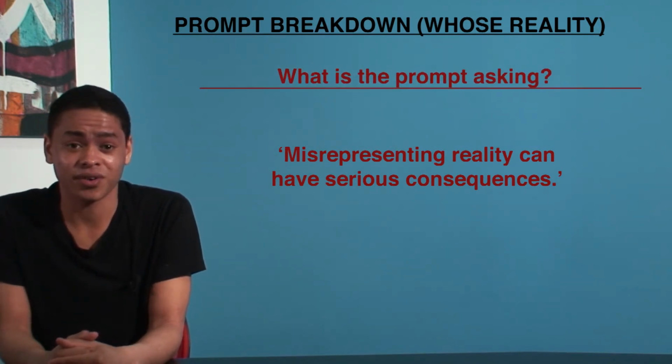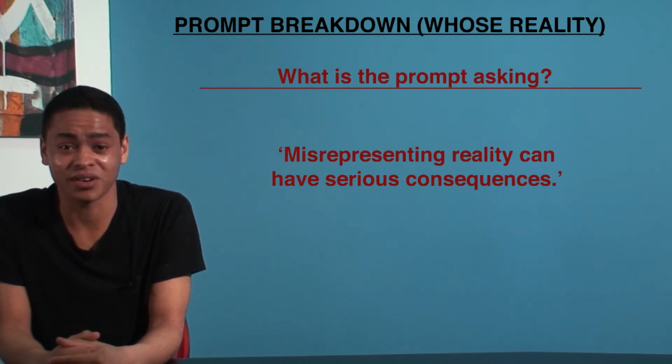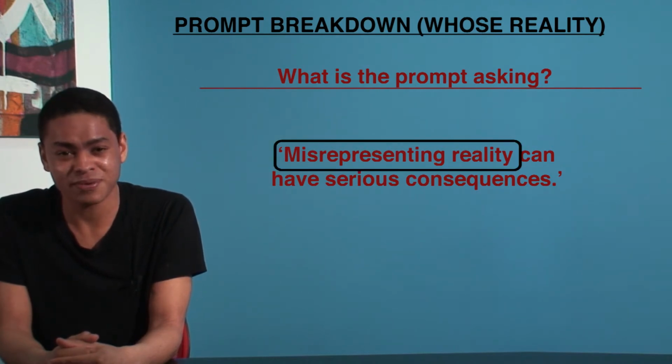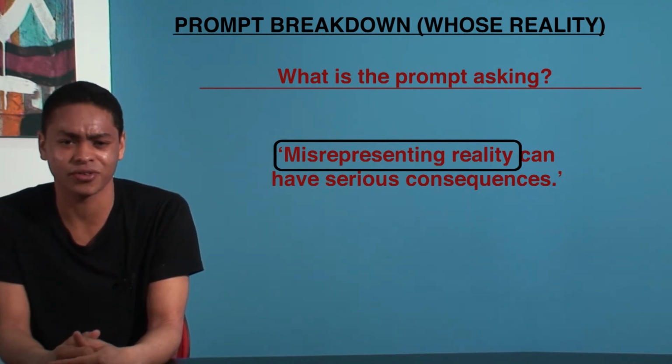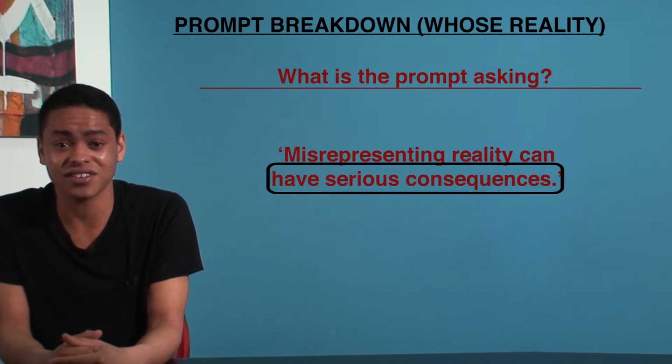The first thing I'm going to try to do is work out what the prompt is asking. If you have a particularly complex prompt, this might mean rewriting it in a way that makes sense to you, but this one is pretty straightforward. Misrepresenting reality is discussing the idea of creating a false reality for oneself or others, including the reasons one might alter reality. Have serious consequences is obviously asking you to think about what the outcomes can be of changing reality in this way.